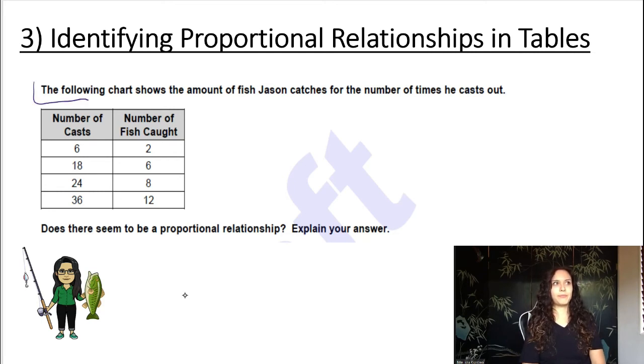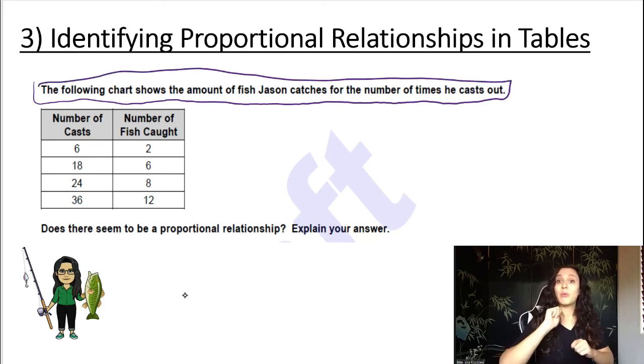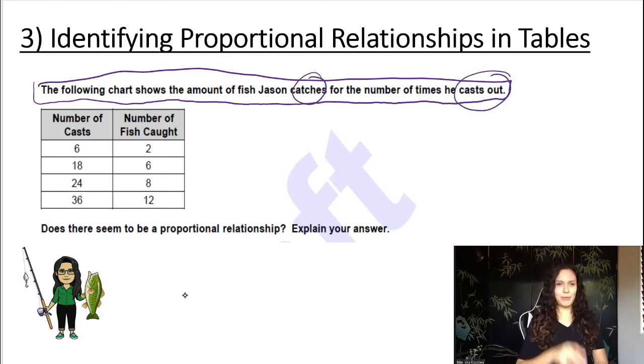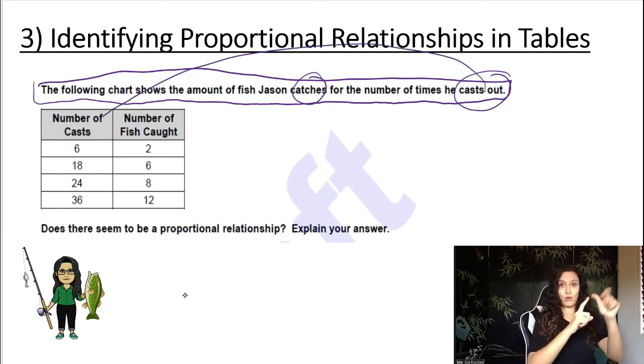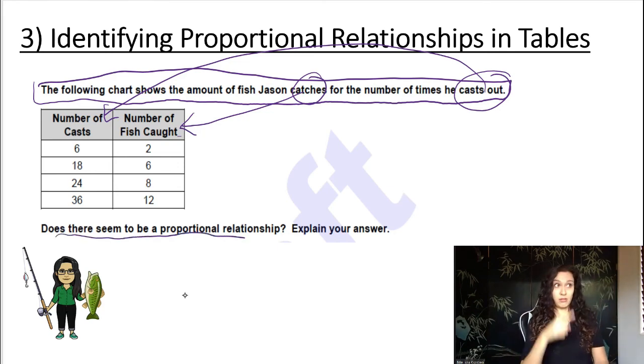All right, the following chart shows the amount of fish Jason catches for the number of times he casts out. Okay, so here's a table. Number of times he casts. Oh no, that's not catches. Casts out is right here, and the number of fish caught is right there. All right. Does there seem to be a proportional relationship? Explain your answer. Okay, so catches to casts out, so catches over casts.